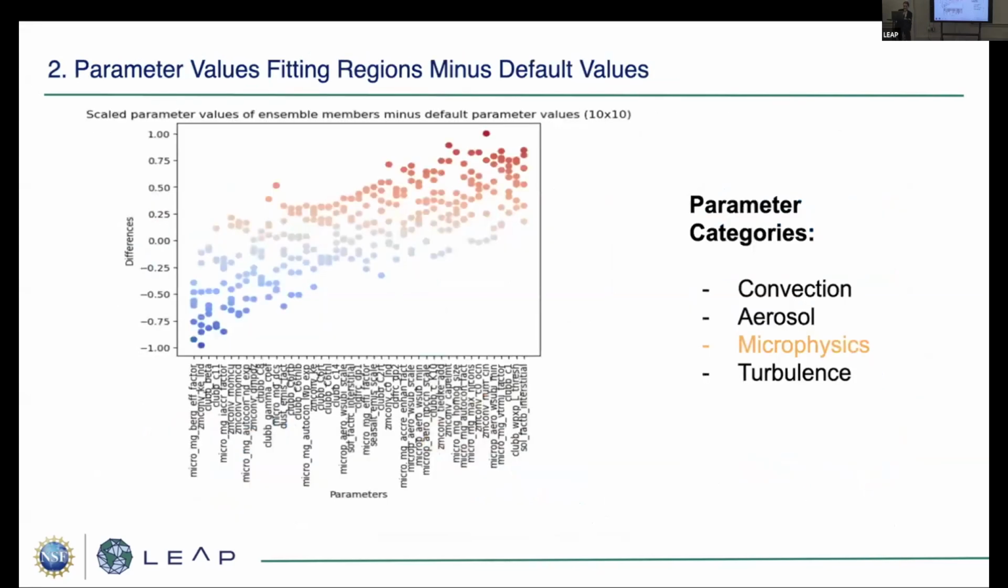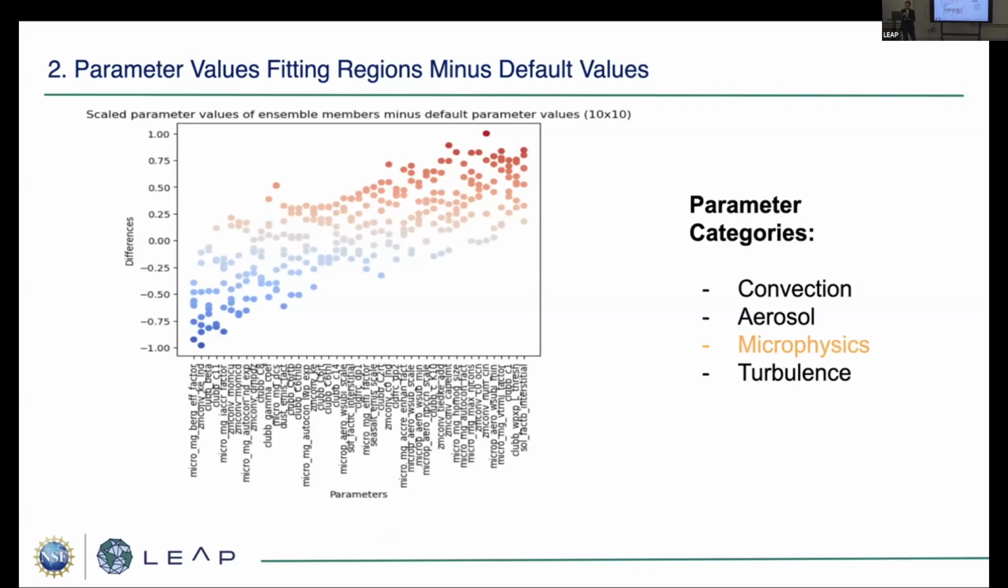The next thing was for these 7 ensemble members to look at how their parameter values related to the CAM6 default values. In this graph, you have the parameter values of those 7 ensemble members minus the default parameter values. Interestingly, out of the 45 parameters, 9 exclusively had values that were larger than the default parameter values. Out of these 9 parameters, 6 were within the microphysics category, 2 within turbulence, and 1 within aerosol.